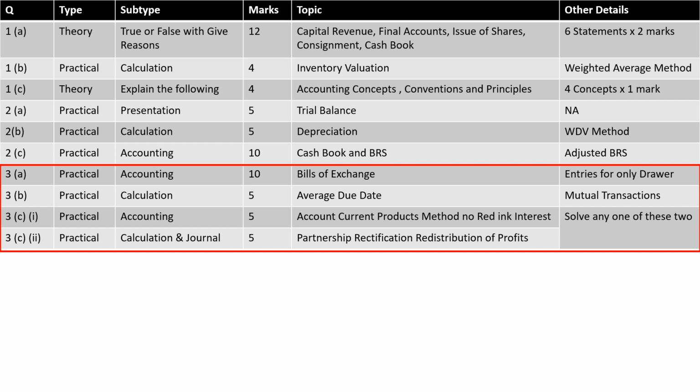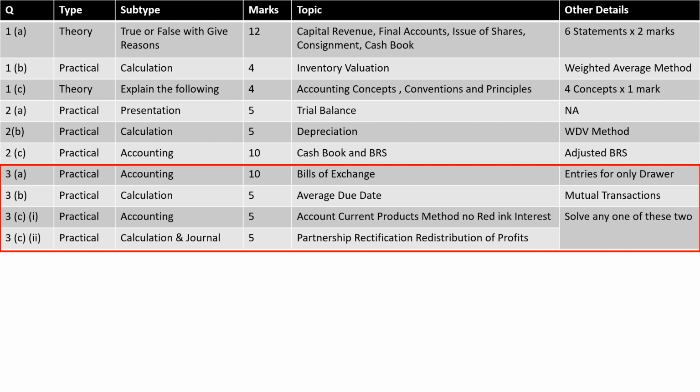10 marks. The question was of bill of exchange. And the most important part was they had asked entries only in the books of drawer. They had not asked entries for the drawer as well as drawee, only drawer. And it was not a question involving multiple different independent transactions. It was a question wherein there was a series of transactions between the same drawer and drawee. So it was a relatively easy question.